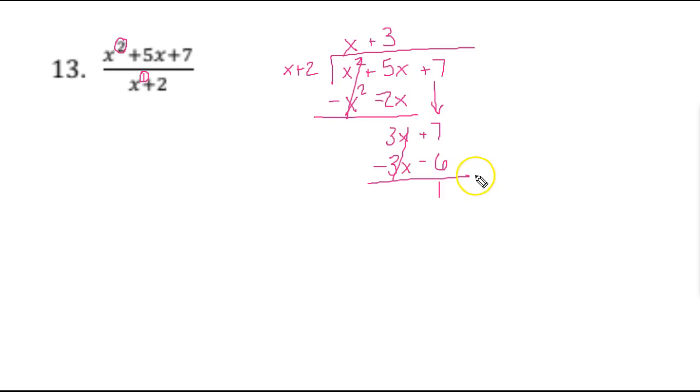I have nothing left to carry down. X will not divide 1. And so I know this is my remainder. And just like with numbers, I'm going to remember to add the remainder on top of the divisor. So this is how we write a rational function, instead of as an improper fraction, as a mixed number.